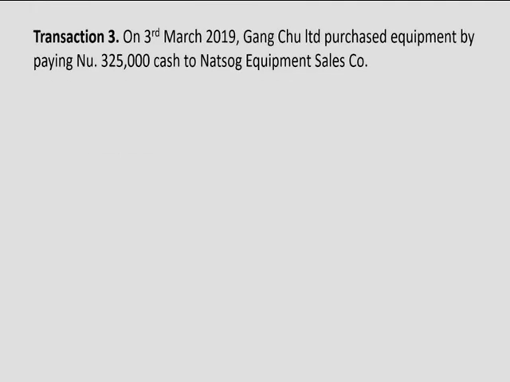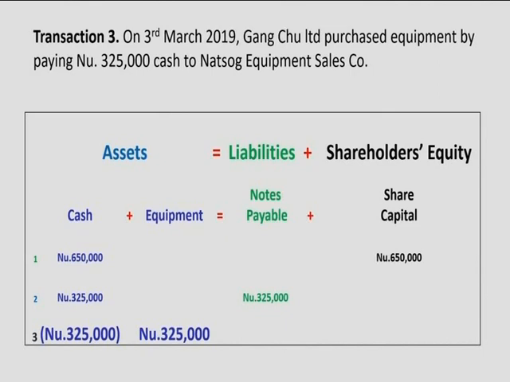Third transaction. On 3rd March 2019, Gangchu Limited purchased equipment by paying 325,000 cash to Natsok Equipment Sales Company. This is again an economic transaction. It has to be recorded in your accounting equation. So the third transaction is the buying of equipment on cash. So what happens here now? On the asset side, you have one more asset generated. Now one new asset has to be recorded. So far we have cash only. Now we have equipments, asset in the form of equipments.